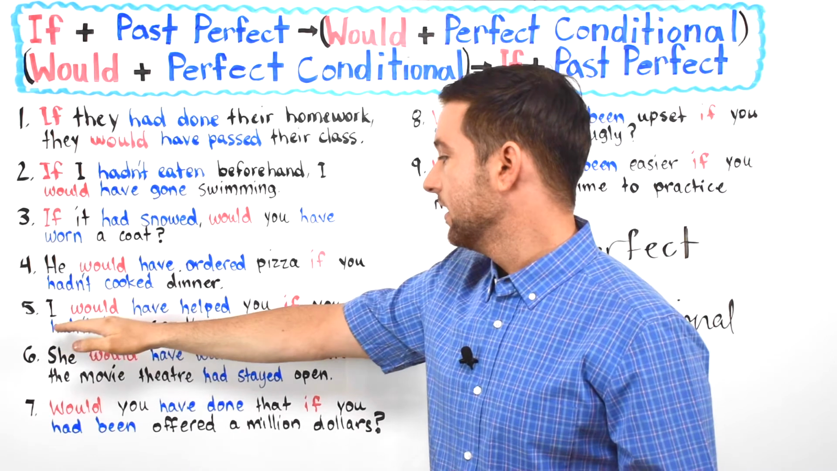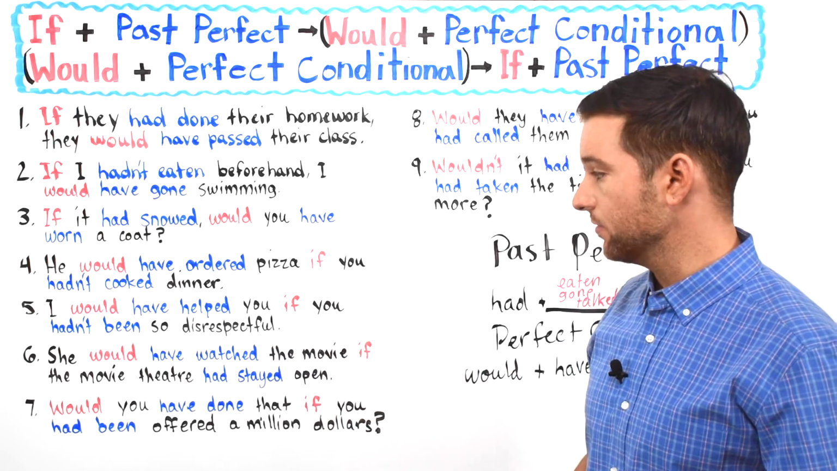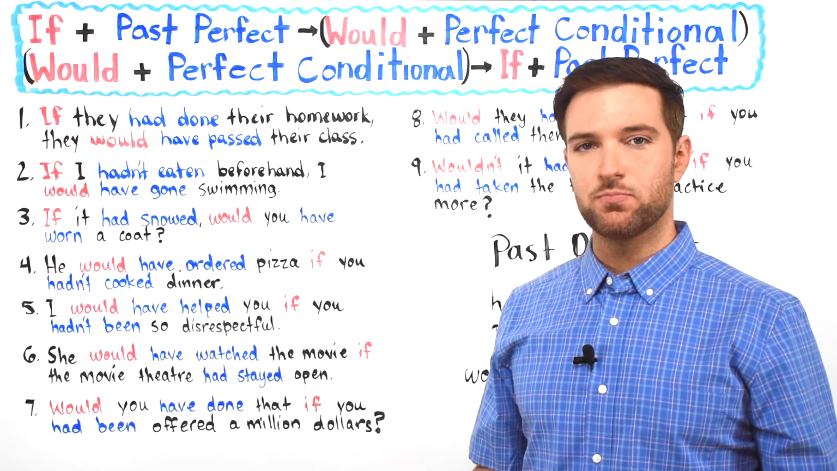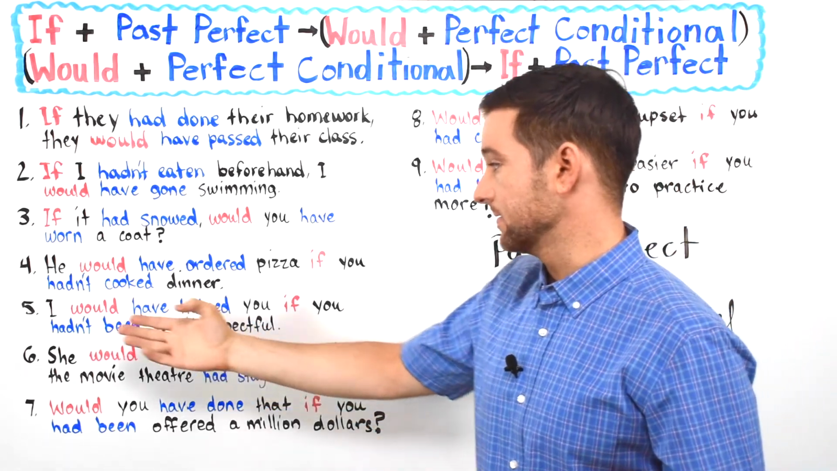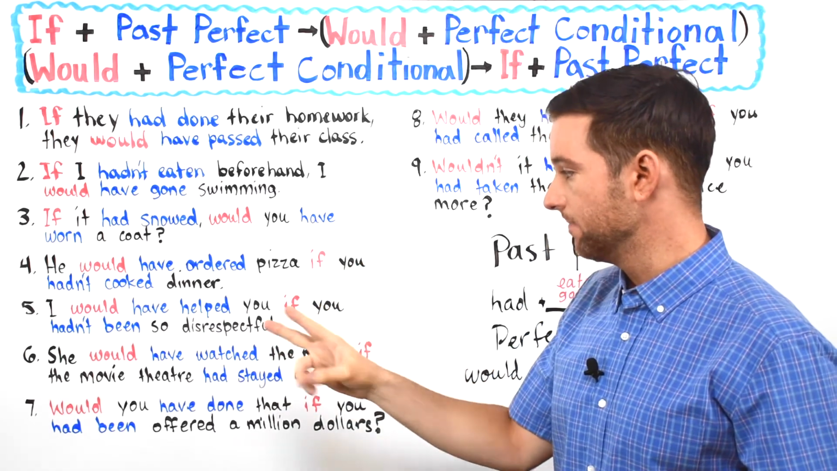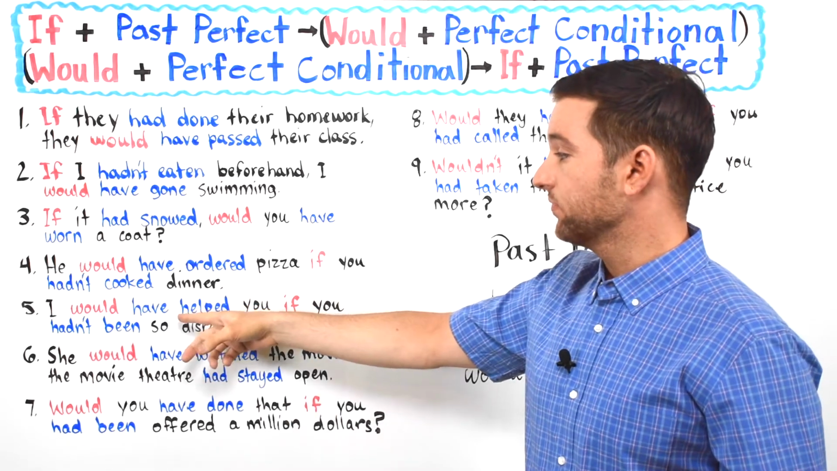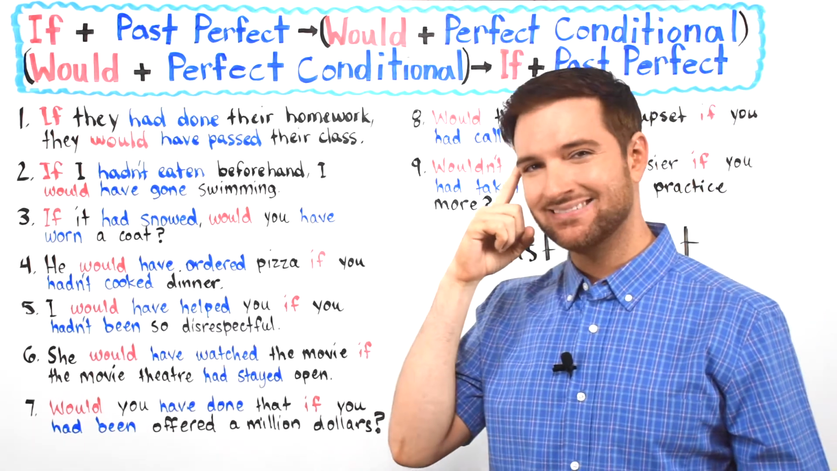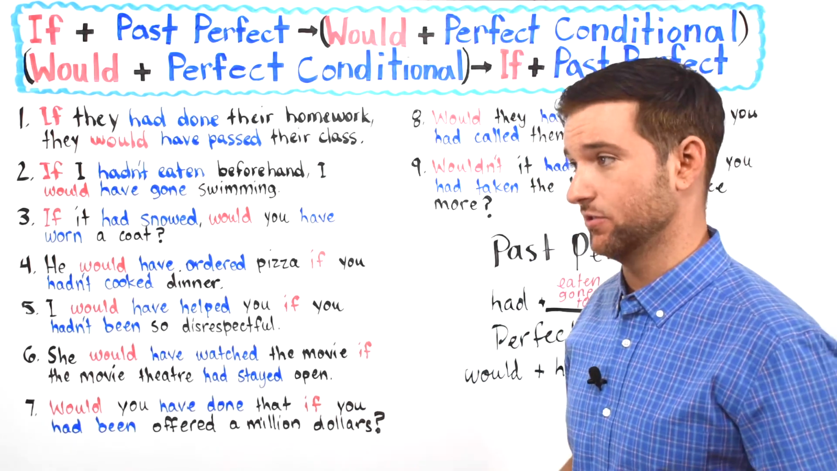Okay? And number five, I would have helped you if you hadn't been so disrespectful. Disrespectful is bad manners. You know, you're a rude person, you're not kind, you don't say please and thank you, you are disrespectful in this case. So there's two people here. One person is not very nice, and another person could have offered some help or guidance to them, but they decided, I'm not going to. I don't like that person. He is not nice, or she is not nice. I'm not going to do it.